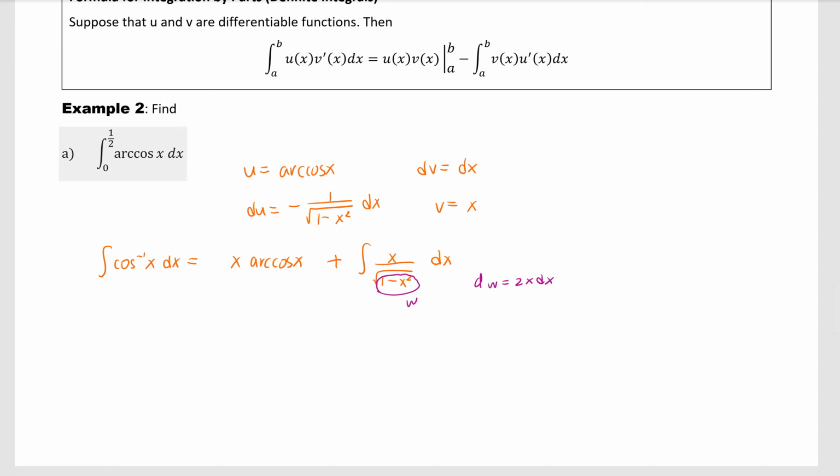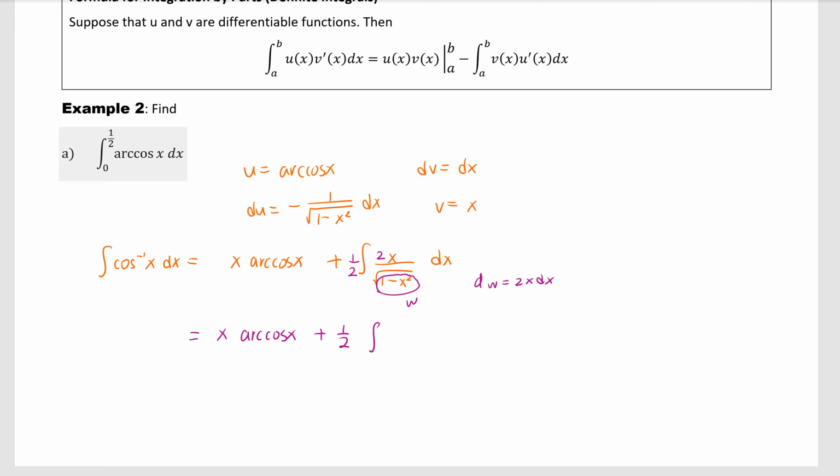Well, here I'm gonna do a quick way of u substitution. I want to match the dw, so I want to match a 2 here, but we cannot just multiply by 2, we also need to divide by 2. So then now this is x arc cosine of x plus 1/2.